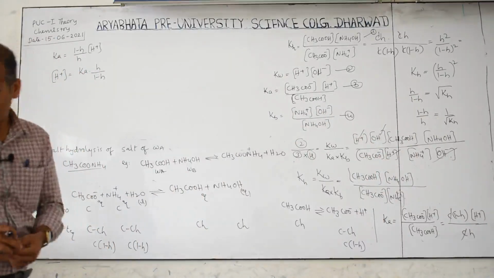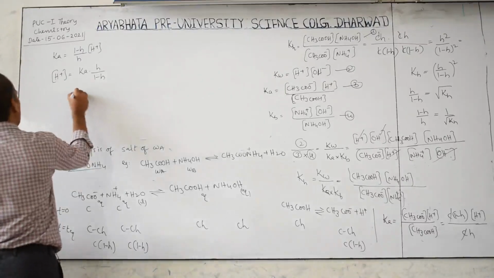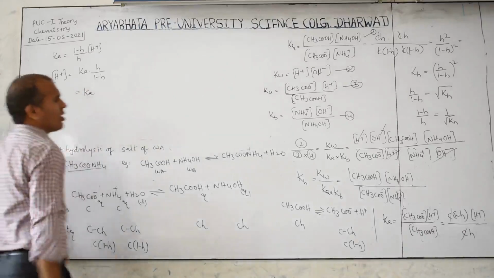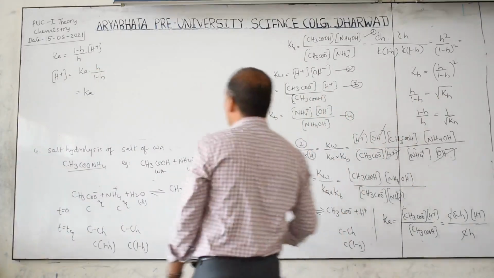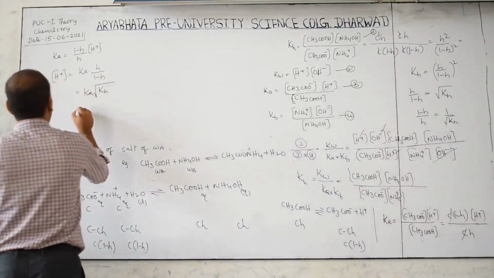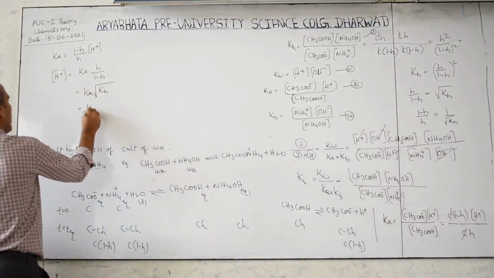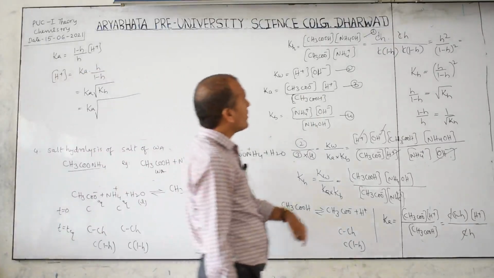So the H plus ion concentration is equal to, directly we can write, Ka into h by 1 minus h, which is equal to root of KH. Therefore now Ka into root of KH. What is the KH value?